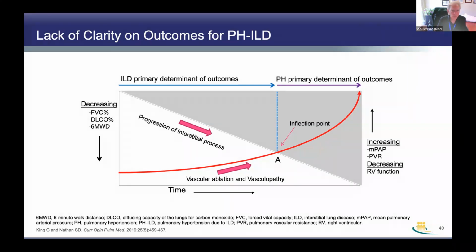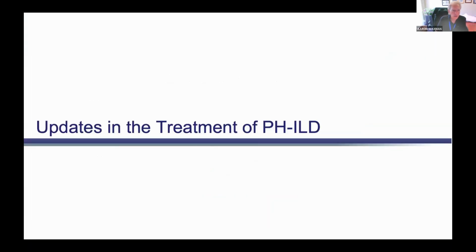So finding that sweet spot where we can intervene on one or the other to slow that progression and improve our patient's long-term outcome is the goal. So now we can start thinking about updates in the treatment of pulmonary hypertension in interstitial lung disease.